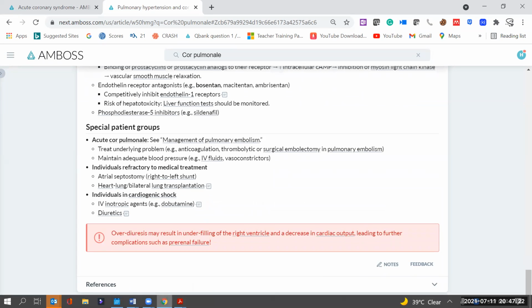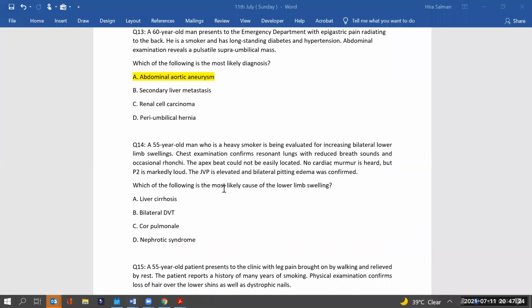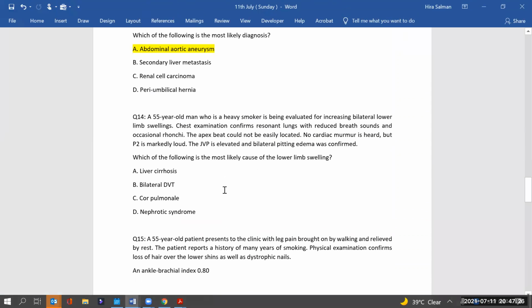So if we just go for the recall. Here you can see a 55-year-old man who is a heavy smoker being evaluated for increasing bilateral lower limb swellings. Whenever there are lower limb swellings, always think of pulmonary problems. Our mind goes there whenever there is bilateral lower limb edema, especially of the right side. And here is a smoker also.